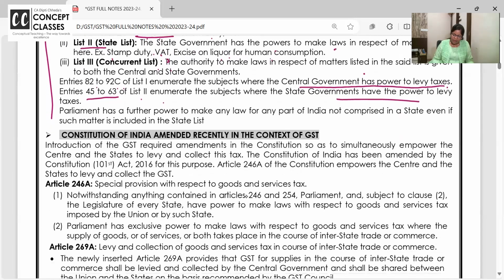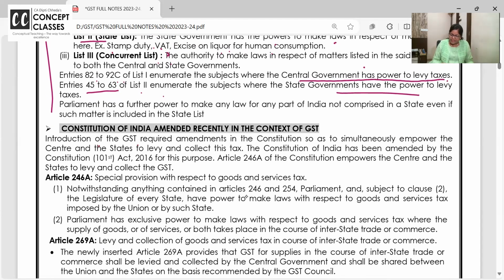Right? Okay. Now, introduction of GST required amendment in constitution so as to simultaneously empower. What was the purpose? Because this is the first time we have brought in India a dual model of tax, when on a single supply of goods or services, center and state both are getting money. Nobody has a problem. And the best part is, if the center and state both are getting, then it will be one nation, one tax. No tussle between the states, right? So to simultaneously empower center and state, the constitution has been amended.